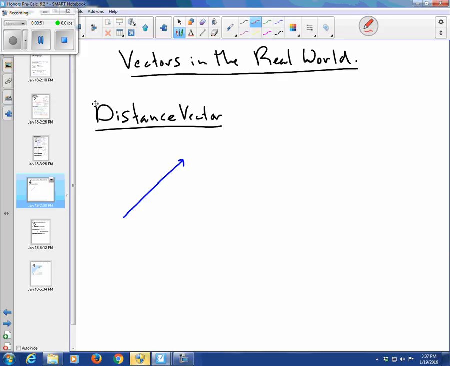So right here, we're going to take some direction as being 0 degrees, right? And the amount of rotation from that 0 degrees would be our direction theta. And the magnitude of our distance vector, let's call it a capital D, is literally going to be the distance that some object travels, right?